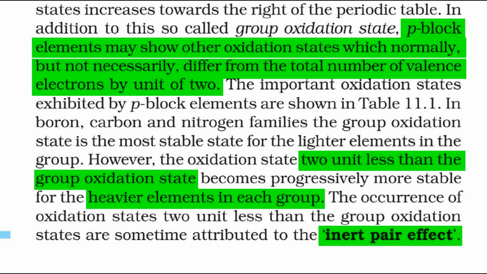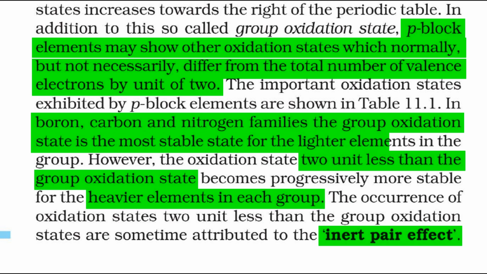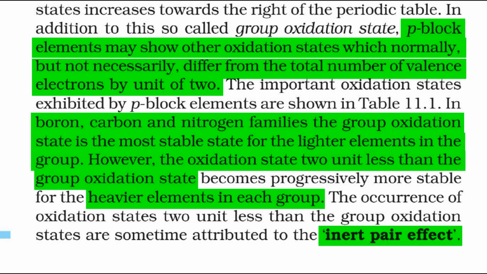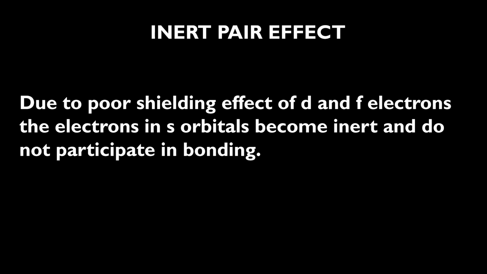So you can see the other examples also, like the nitrogen family and oxygen family. Now let's come to the next. In boron, carbon and nitrogen families, the group oxidation state is more stable for lighter elements in the group. However, the oxidation state 2 units less than the group oxidation state becomes progressively more stable for heavier elements in the group, and this happens because of the inert pair effect. Now, what is the inert pair effect? Remember this line. Due to the poor shielding effect of d and f electrons, the electrons in the s orbital become inert and do not participate in bonding. This is called the inert pair effect, and due to this the oxidation state decreases by 2 units normally.